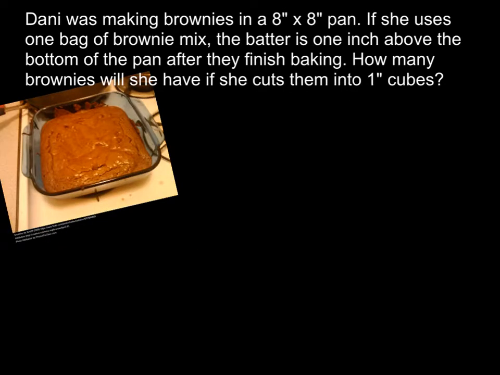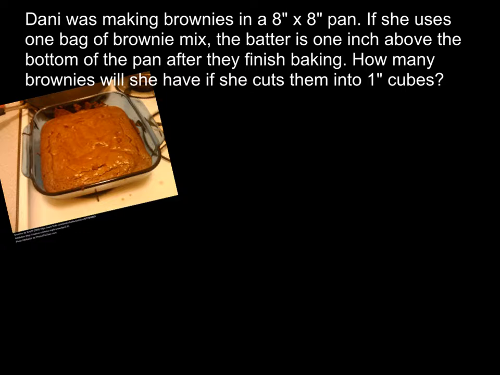Danny is making brownies in an 8-inch by 8-inch pan. If she uses one bag of brownie mix, the batter is 1 inch above the bottom of the pan after they finish baking. How many brownies will she have if she cuts the entire pan into 1-inch cubes? So do remember that this is a three-dimensional figure. You have your width, which is 8 inches. You have your length, which is 8 inches. And you have your height, which is 1 inch.